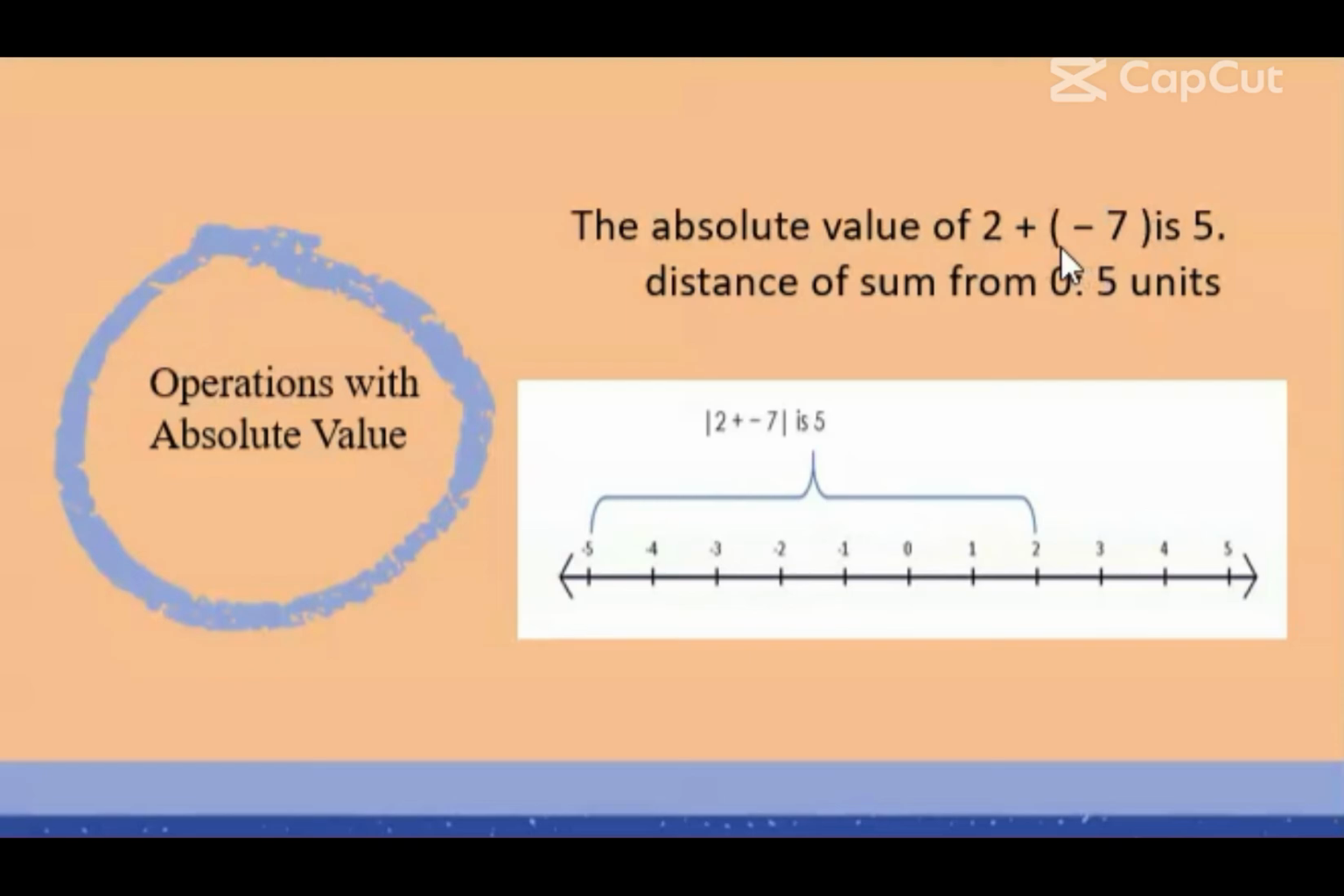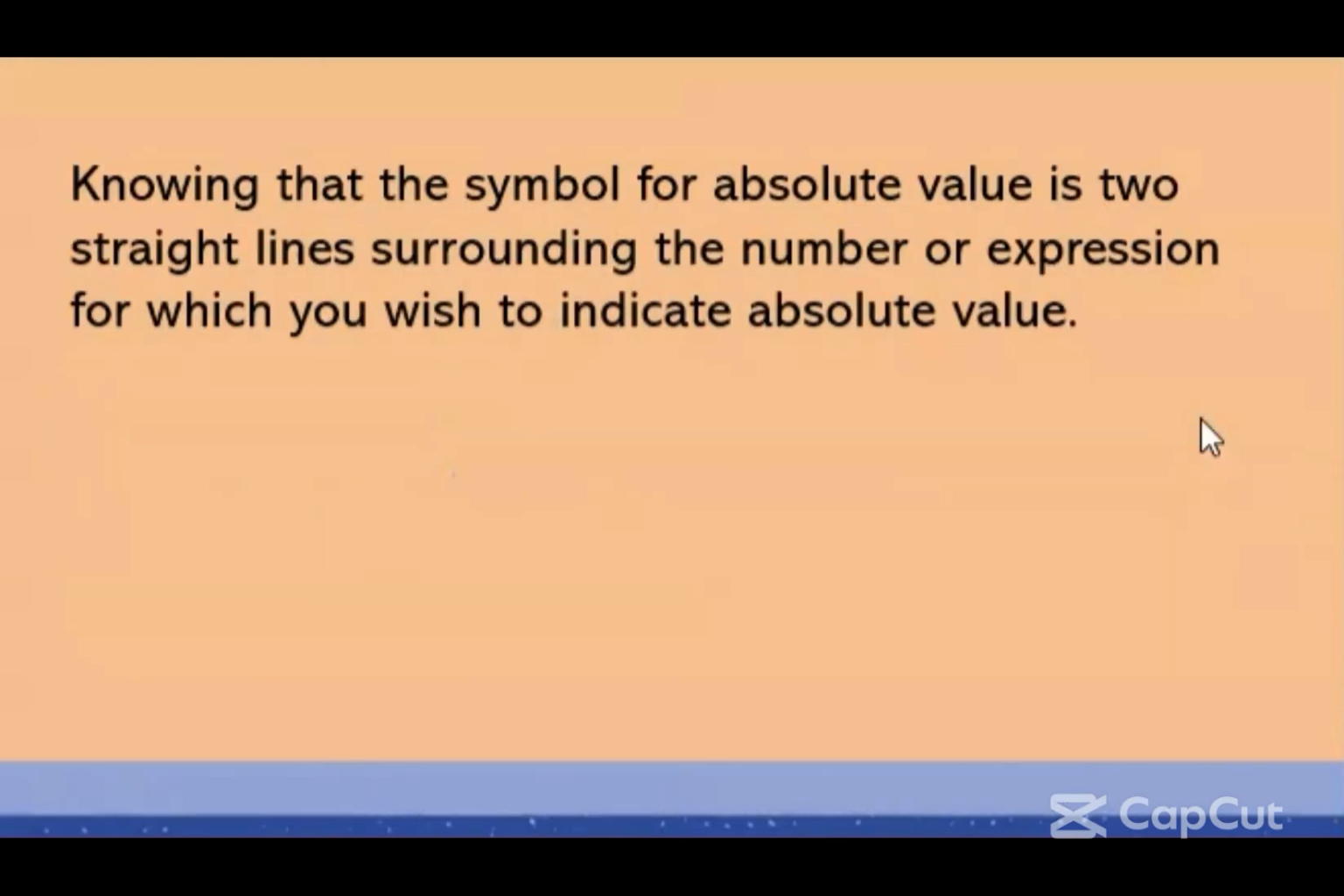So, yung absolute value, di ba sabi nga, 2 plus -7 is -5. So, yung absolute value of -5 itself is 5 already. Okay? We are just looking at the perspective ng number line at yung perspective ng as is na absolute value. Okay? Knowing that the symbol for absolute value is two straight lines surrounding the number, again, two vertical lines surrounding the number. Okay?